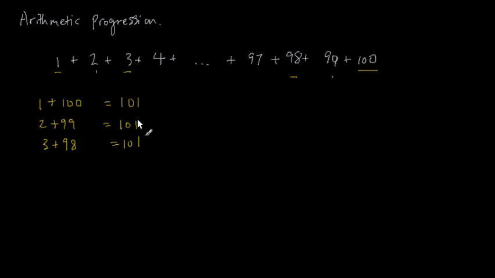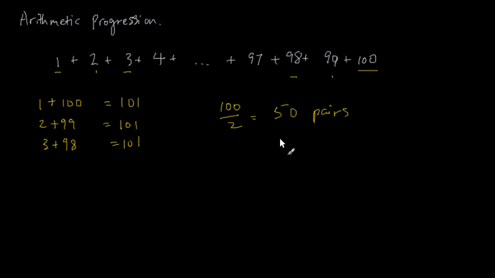So if I keep pairing up the series this way, eventually how many pairs would I end up with? I would end up with 100 divided by 2 equals 50 pairs. I end up with 50 pairs of numbers if I pair them up this way.